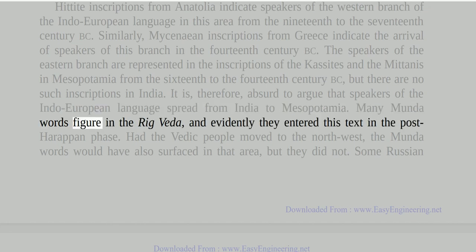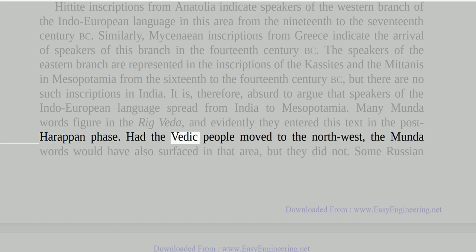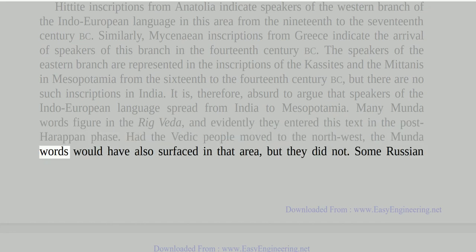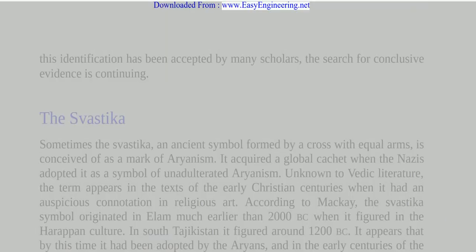Many Munda words figure in the Rig Veda, and evidently they entered this text in the post-Harappan phase. Had the Vedic people moved to the northwest, the Munda words would have also surfaced in that area, but they did not.